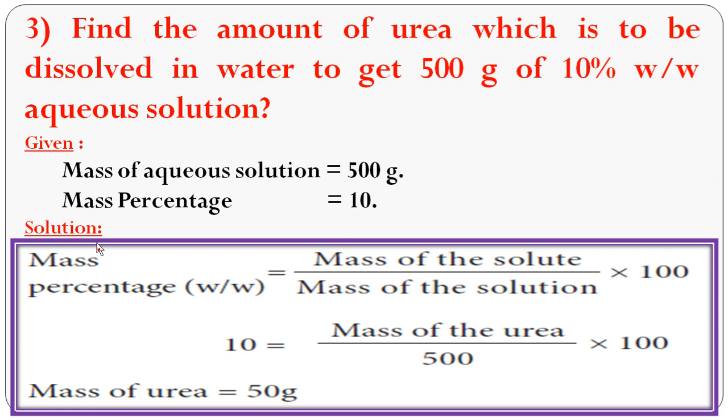And solution mass percentage W by W is equal to mass of the solute by mass of the solution into 100. Now substitute here mass percentage, that is equal to 10. Mass of the solute here, that is urea. So mass of the urea you have to calculate. Mass of the solution 500 into 100. You have to cancel the 0 and cross multiply, 10 into 5, that is equal to 50 grams. So the amount of urea, or the mass of urea, is equal to 50 gram.